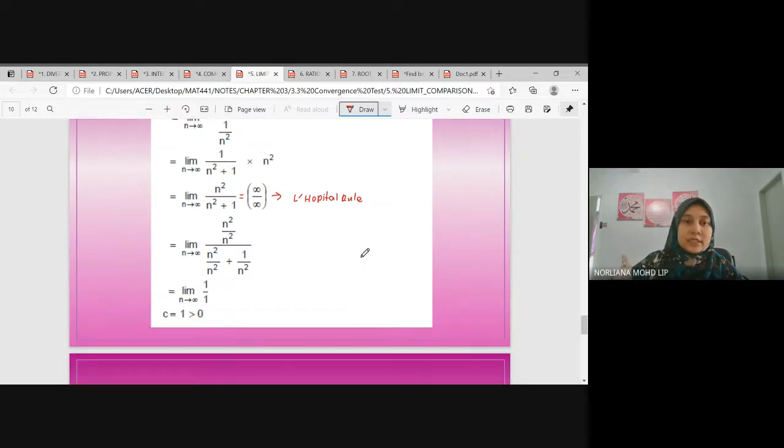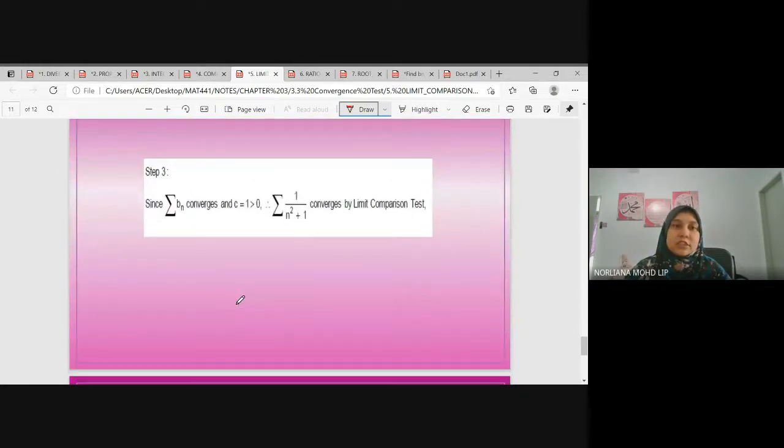Okay, dah apply akan dapat ni lah. Differentiate ni akan dapat 2n lah bermula kan. Boleh juga ni. 2n over 2n. So ni dapat 1 lah juga. Sama. 1. 1 is greater than 0. So the conclusion, since bn converge and c is equal to 1, which is greater than 0, then this series 1 over n square plus 1 is converged by using limit comparison test. Kita buat conclusion untuk ini.